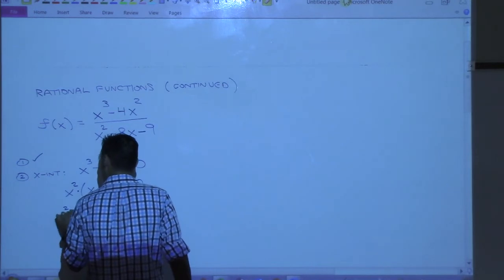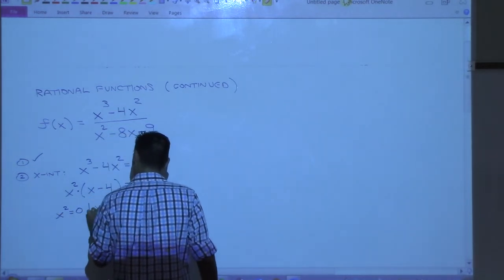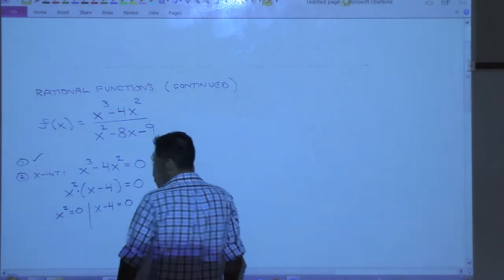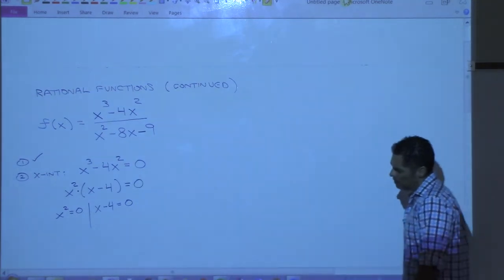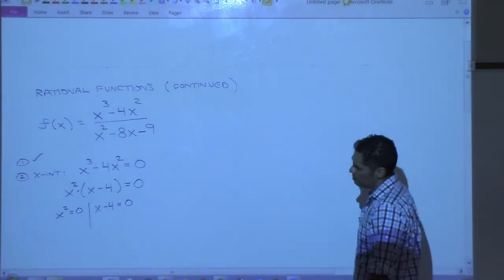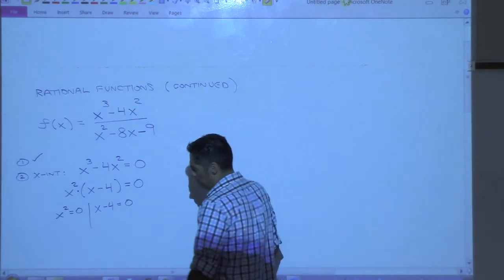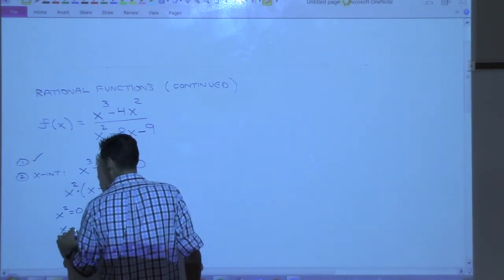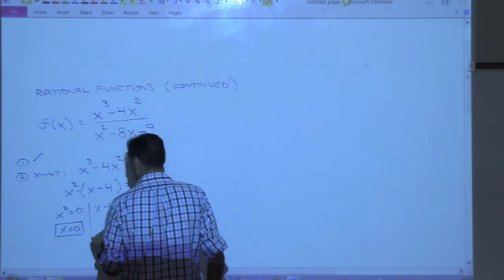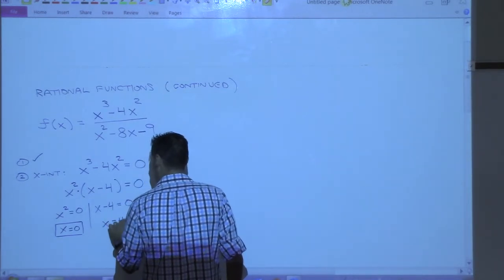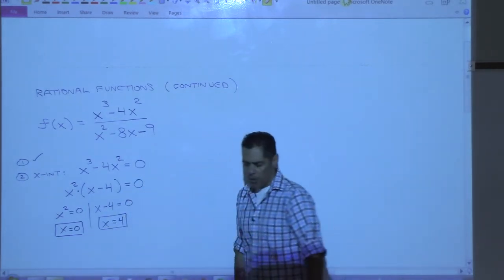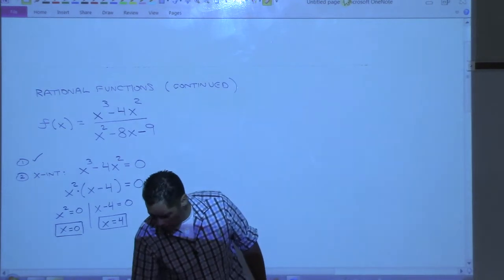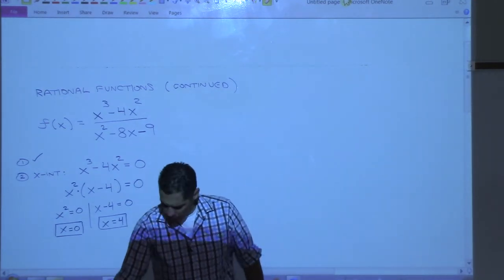So set x squared to 0. Set x minus 4 to 0. What do we get for that first equation? x squared equals 0. What's the only number you can square and get 0? 0. And x equals 4.